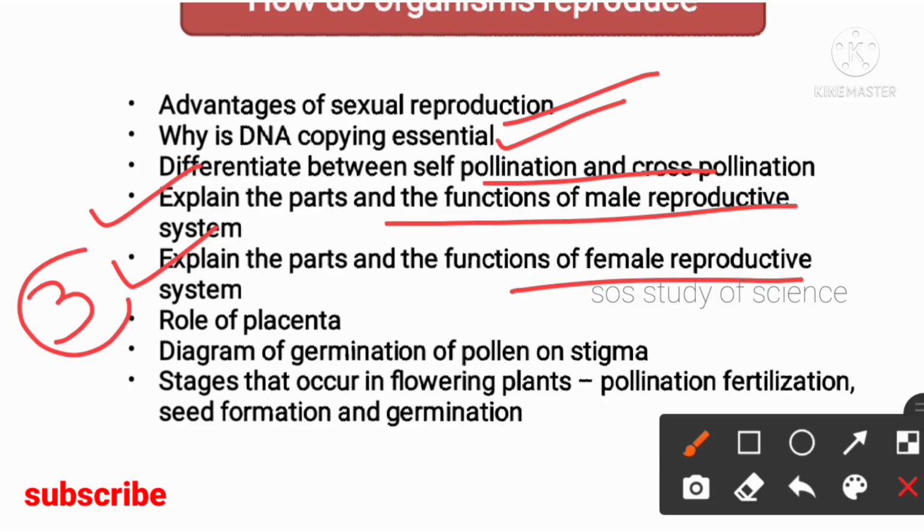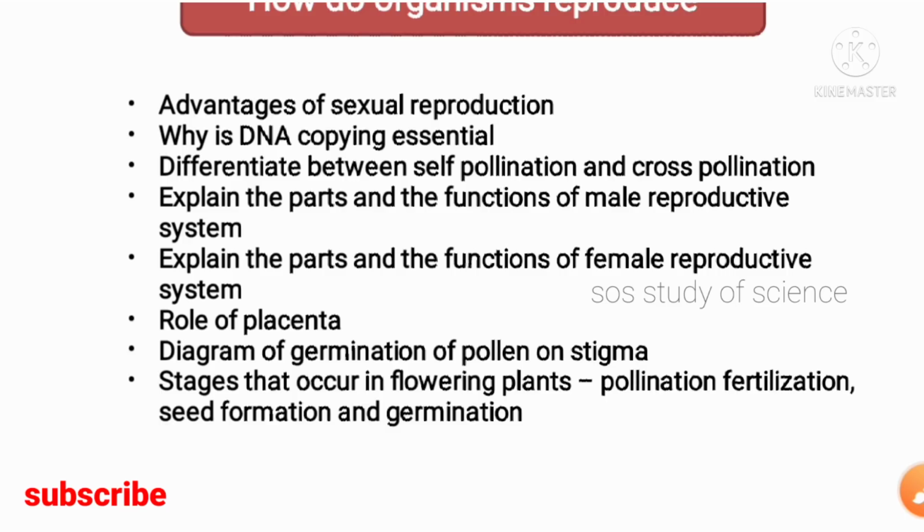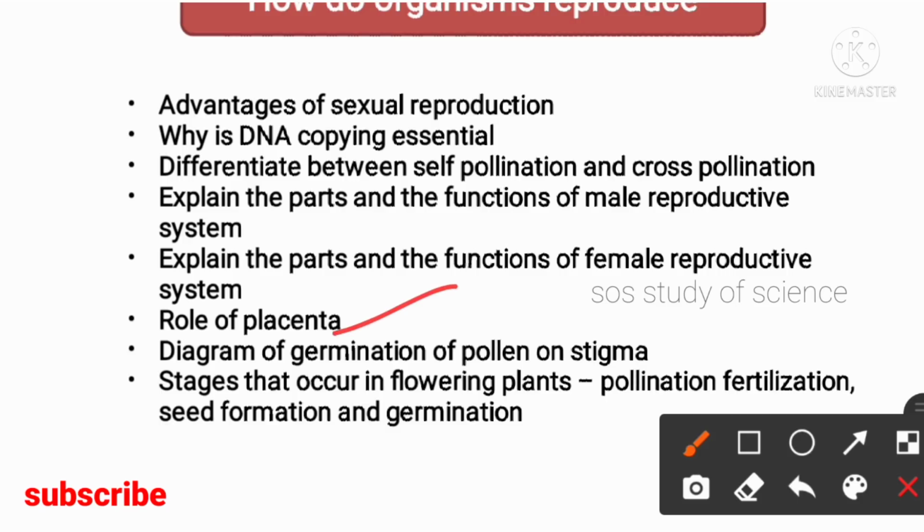seen. You have to learn this, and you want to know the role of placenta in the development of an embryo, and definitely you must also learn the diagram of germination of pollen on stigma and the stages that occur in flowering plants, that means during its development. First, pollination takes place, then fertilization, then the seed formation, and then germination takes place. Okay, so this may be asked in the MCQ, the stages. So these are the very frequently asked questions in all the board exams.